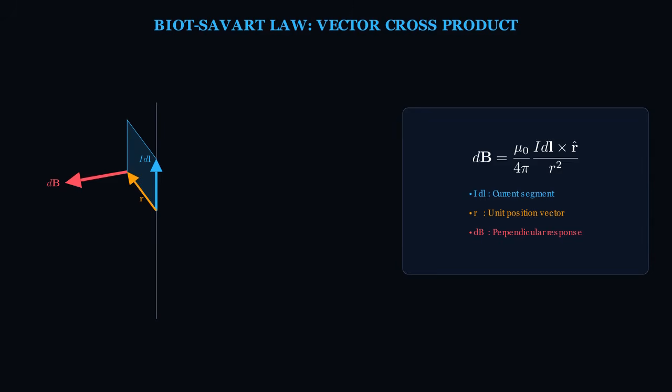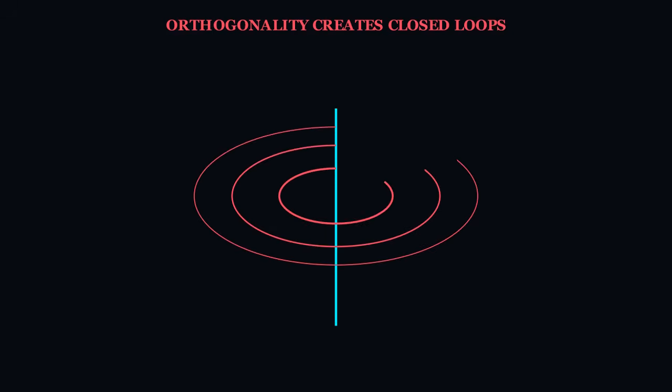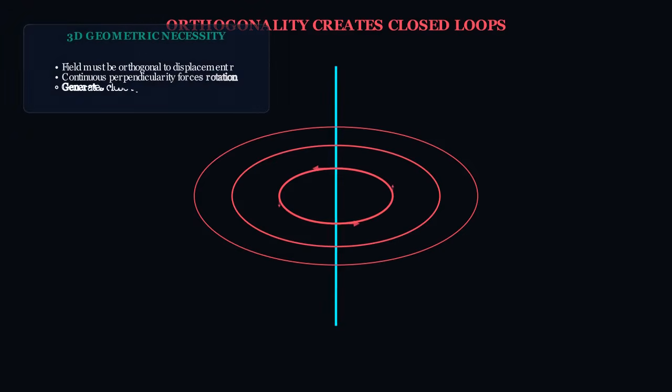When we write dB equals mu naught over 4 pi times I dl times r hat over r squared, we are not just looking at a calculation, but a set of instructions for how the field occupies the space around the wire. But how do we visualize this cross product in a way that makes the direction of the force intuitive? Imagine a vector dl pointing in the direction of the current, and a second vector r pointing from the wire to a specific spot in the room. The cross product, dl times r hat, forces the resulting magnetic field to be perfectly orthogonal to both.